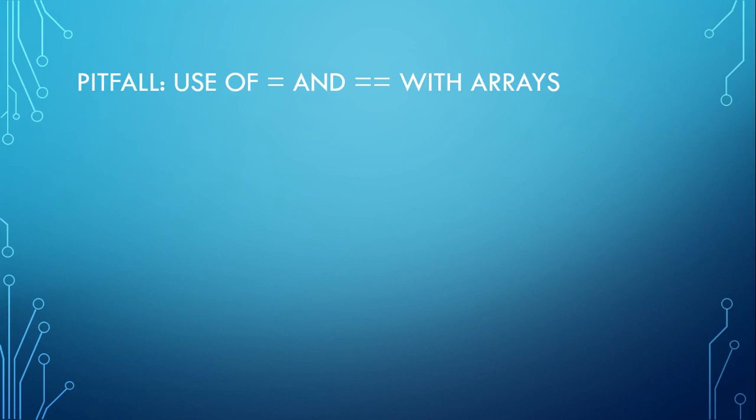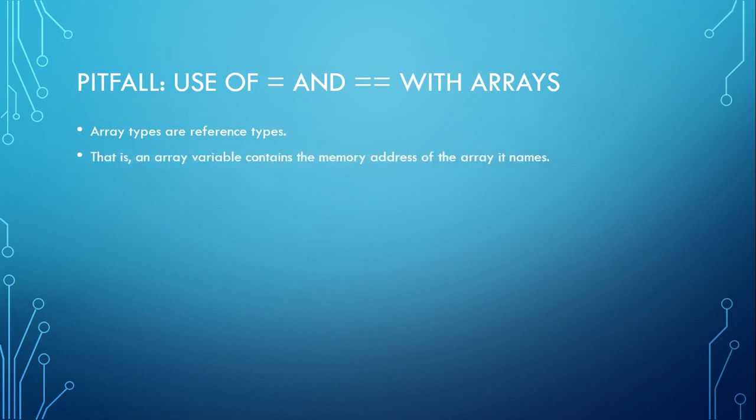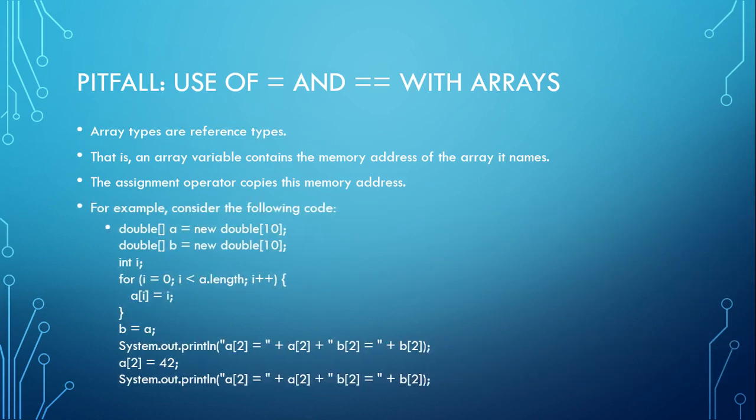All right, now we need to discuss a quick pitfall, which is the use of equals and equals equals with arrays. As we have mentioned, arrays are reference types. That is, an array variable contains the memory address of the array it names. The assignment operator copies this memory address.